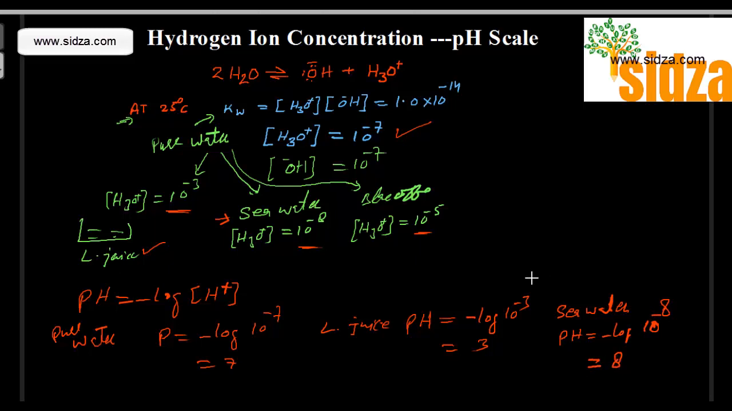This means that you can now easily compare the solutions in terms of pH, because you get some real numbers here, right? You got the 7, you got the 3, you got the 8. So this is a much better way of comparing different solutions in terms of their alkalinity or acidity.